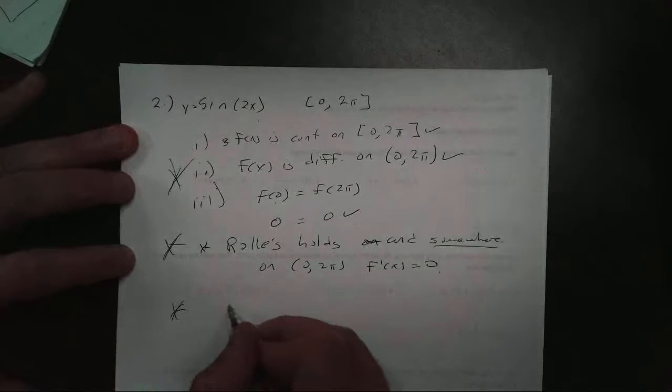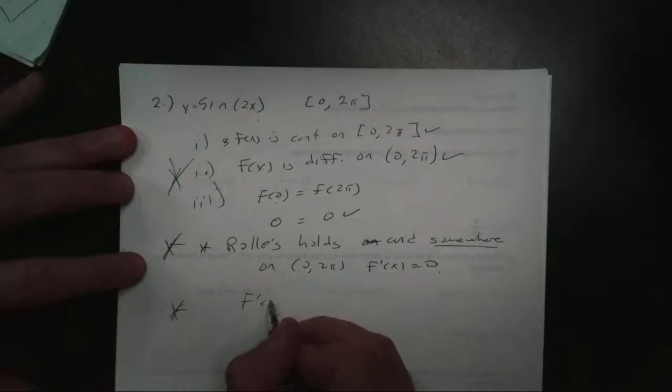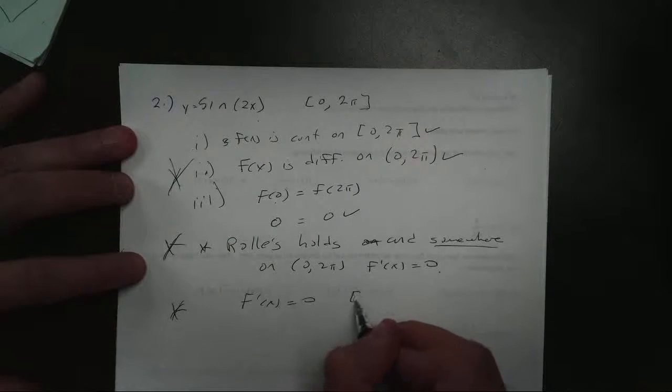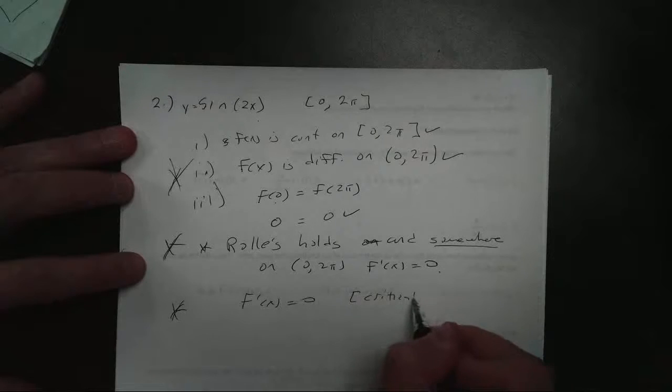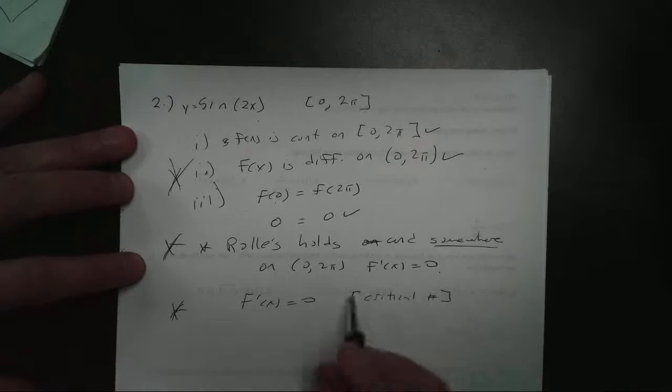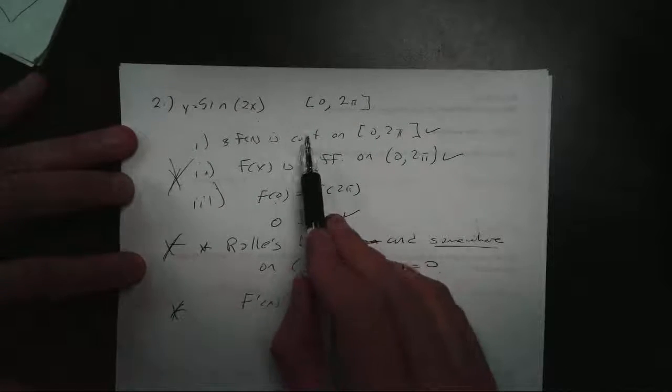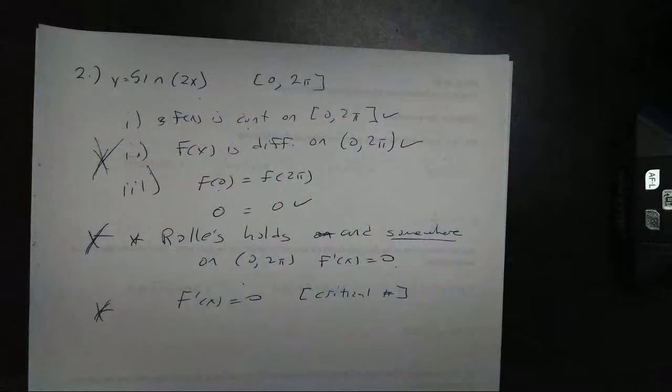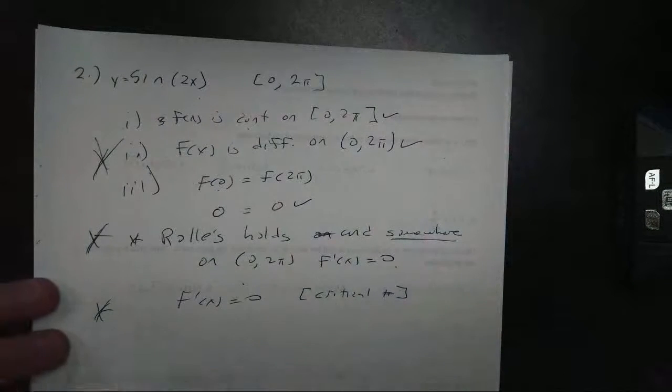Now, where does it occur? That's where does the derivative equal 0? If you notice, this is a critical number. Rolle's theorem guarantees we have critical numbers. That's amazing. We're guaranteeing ourselves that we have a critical number somewhere there.